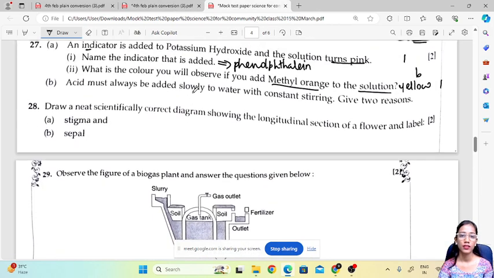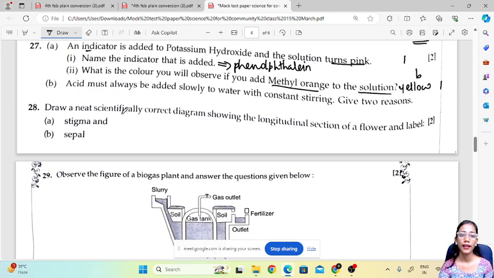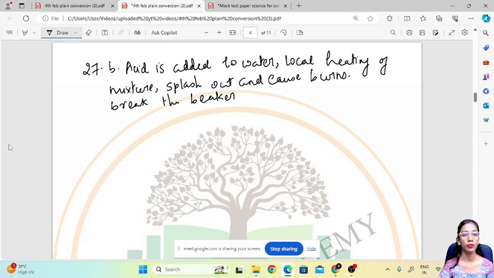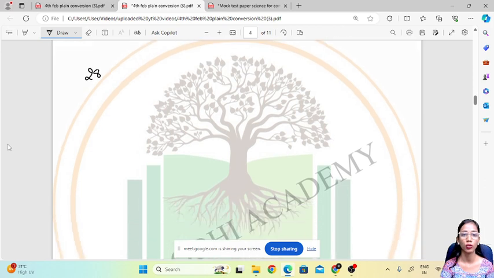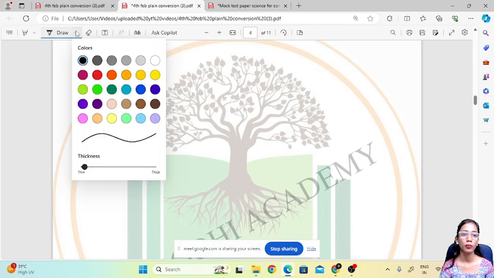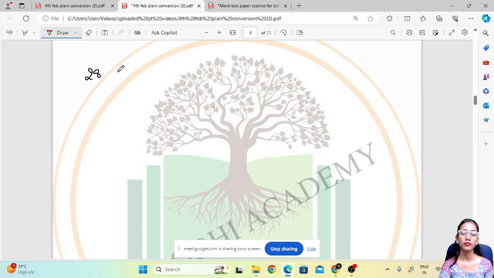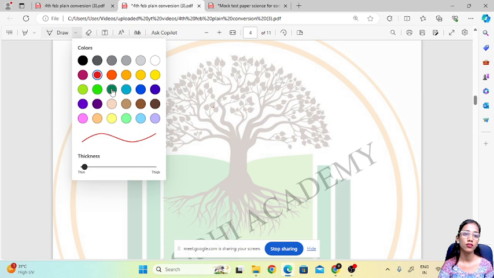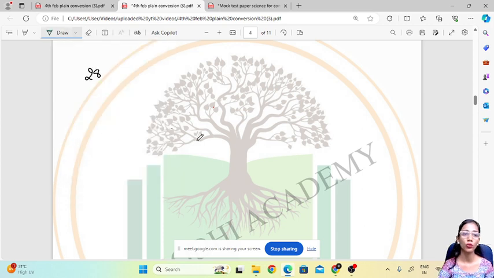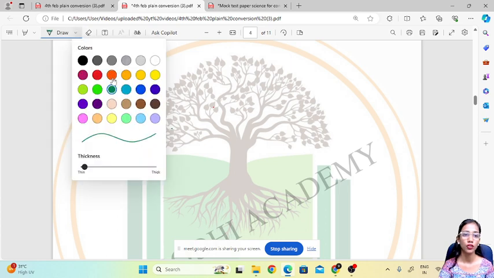Okay, next is a diagram. Draw a neat, scientifically correct diagram showing the longitudinal section of a flower and label the stigma and the sepals. This is a very common diagram, frequently asked in the Goa Board papers. So I'm drawing a rough diagram over here, and I'll just show a schematic one wherein you need to know what you have to draw first.